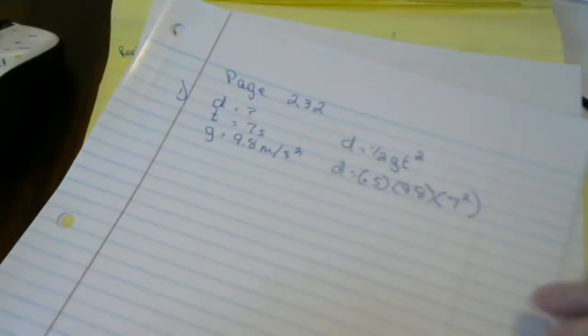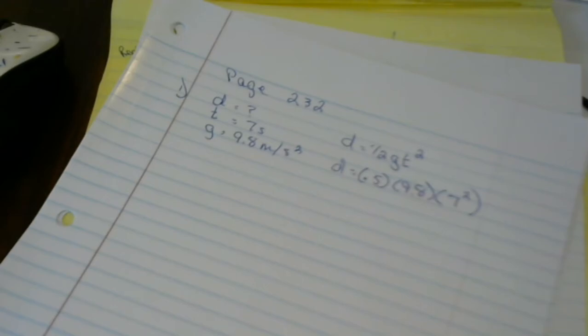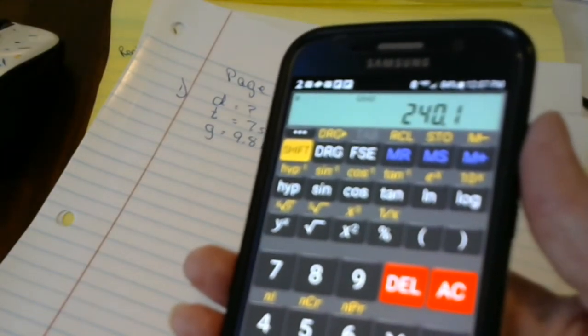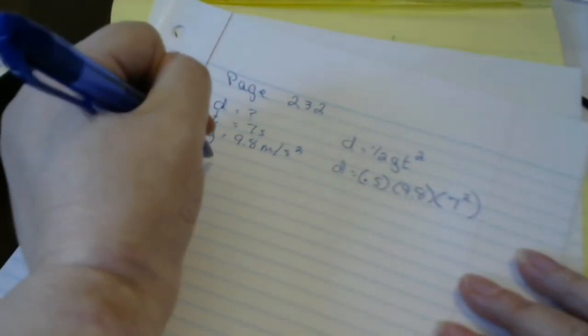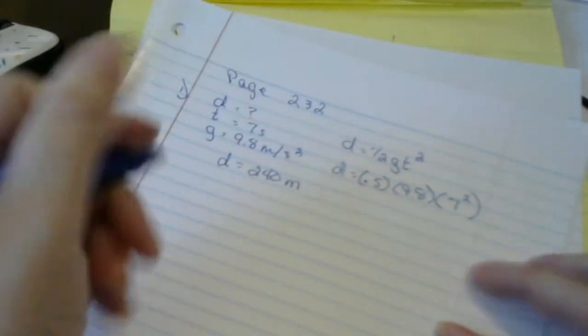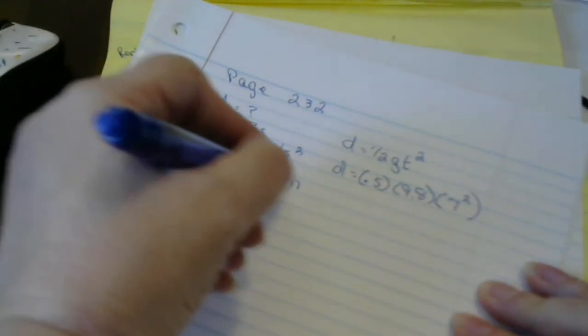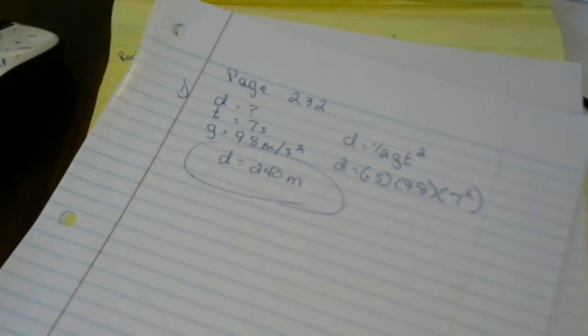Okay, so let's go ahead and plug that in. Okay, and I got 240.1. Okay, so I've got the safe goes 240 meters. All right. So let's go with number 2.